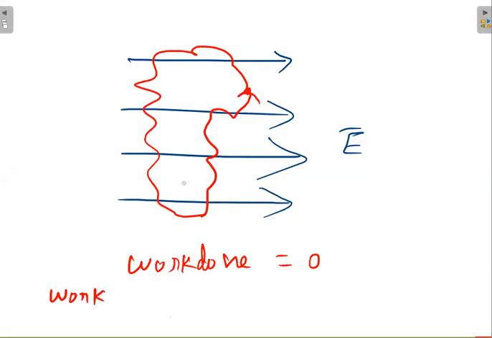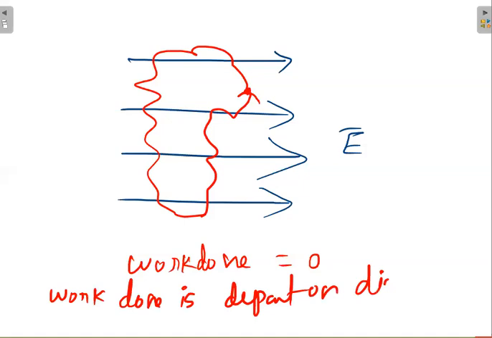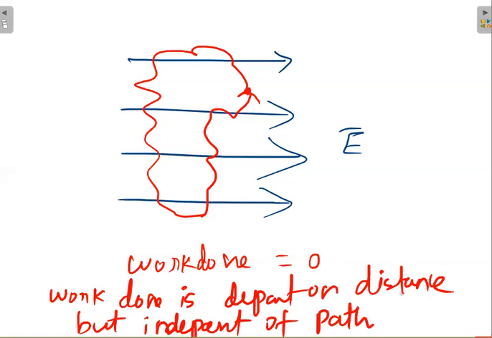So what is clear here? You can go through any path, but what is the distance between the 2 points? Here the distance is 0, so work done is 0. Work done depends on distance, but is independent of path. I will make it clear with one more slide.